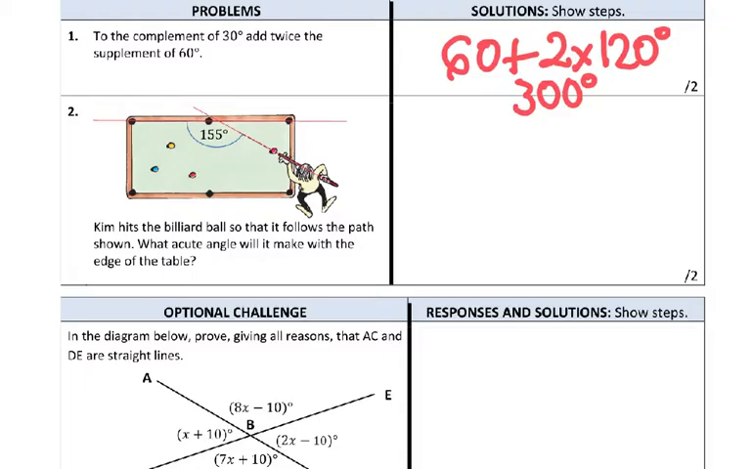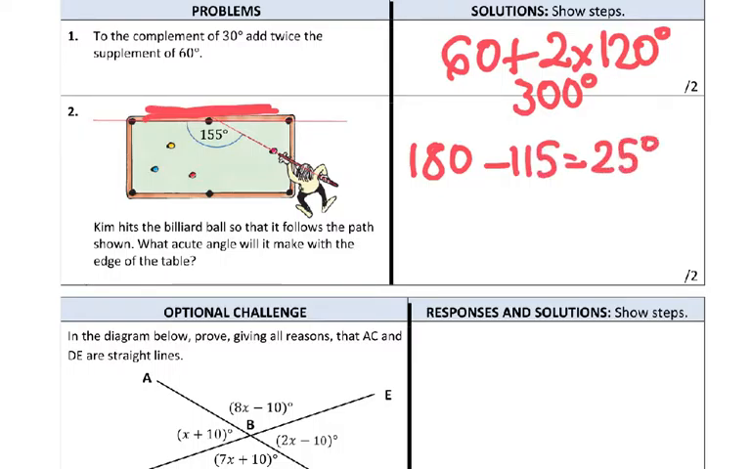With question 2, you actually have a straight angle along here. So to find the acute angle, we just do 180 minus 115 degrees, and that will give you 25 degrees. Okay, so this angle here is 25 degrees.